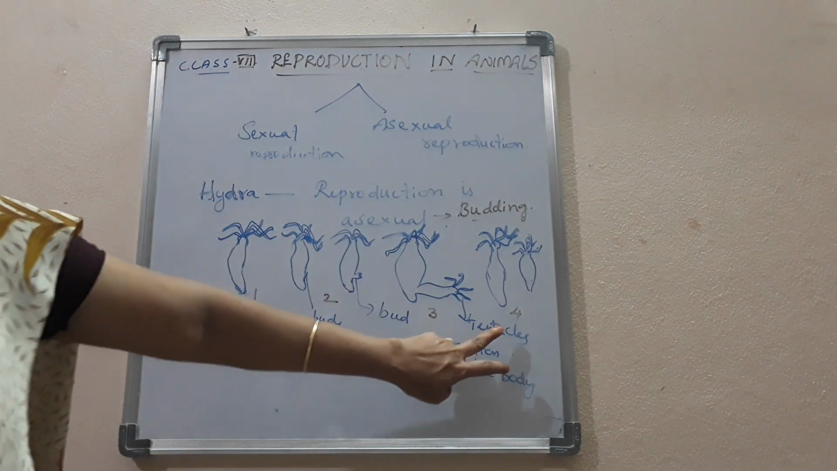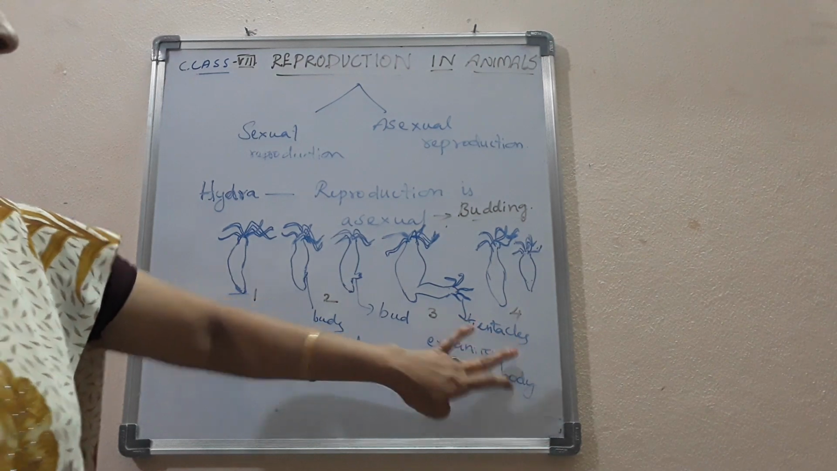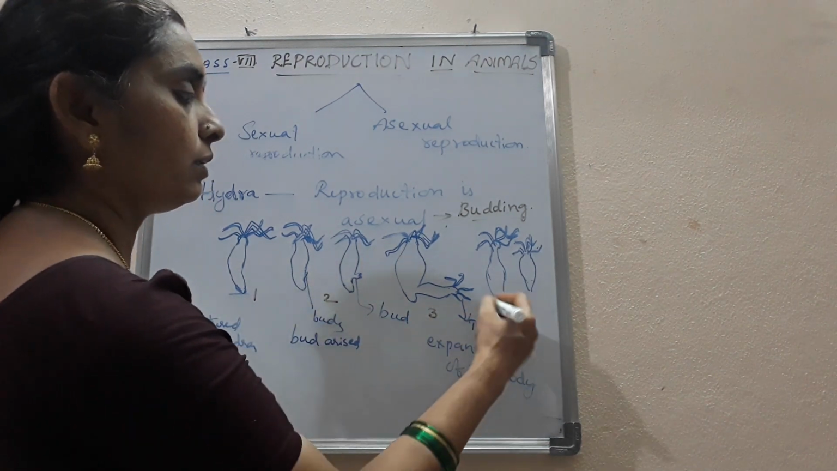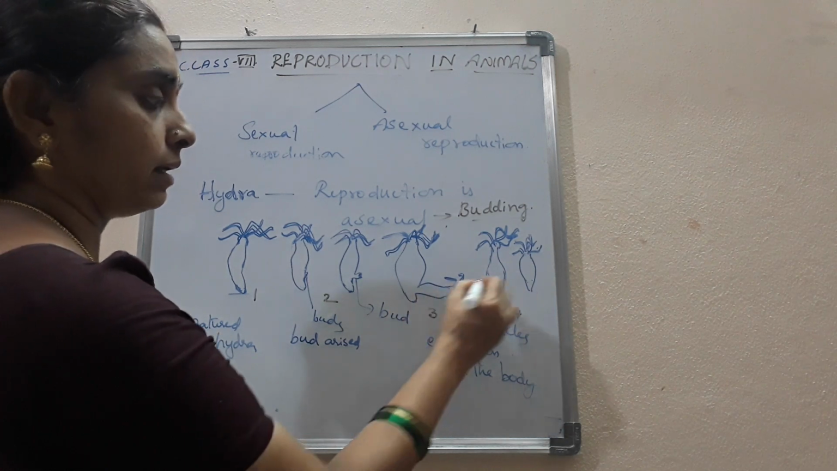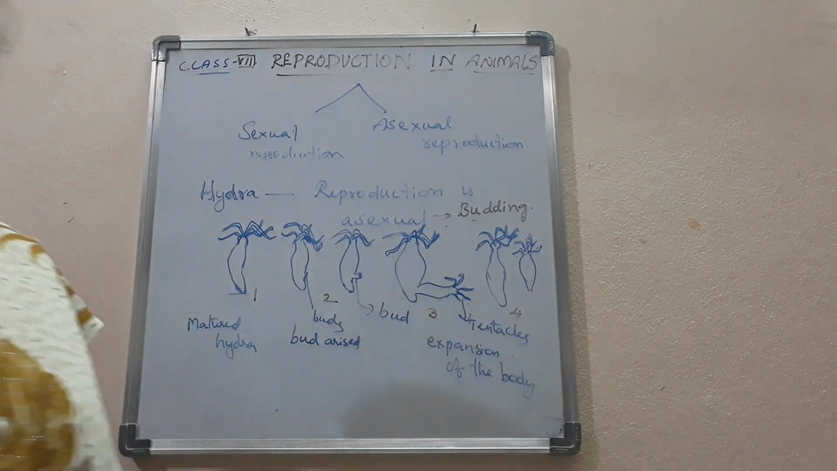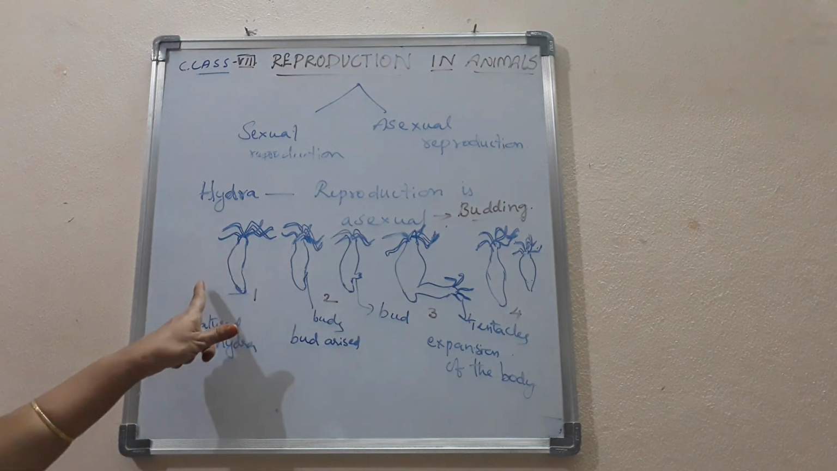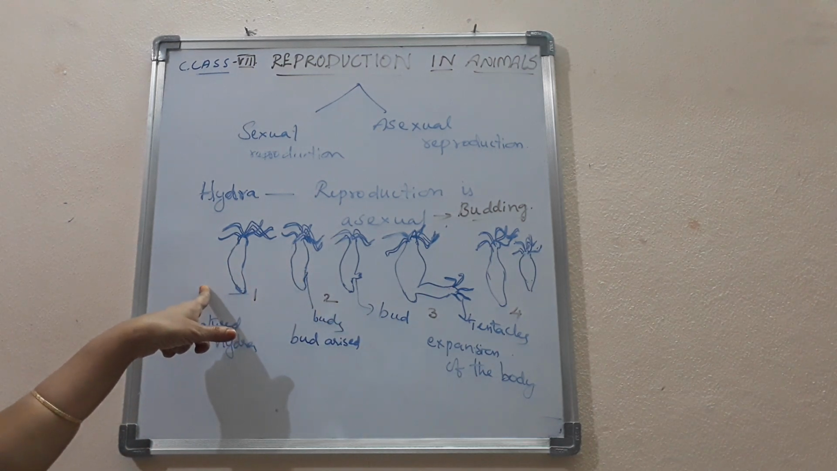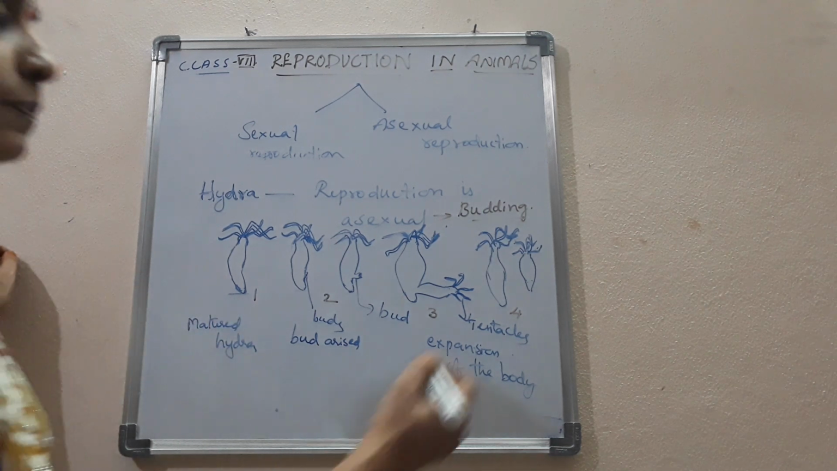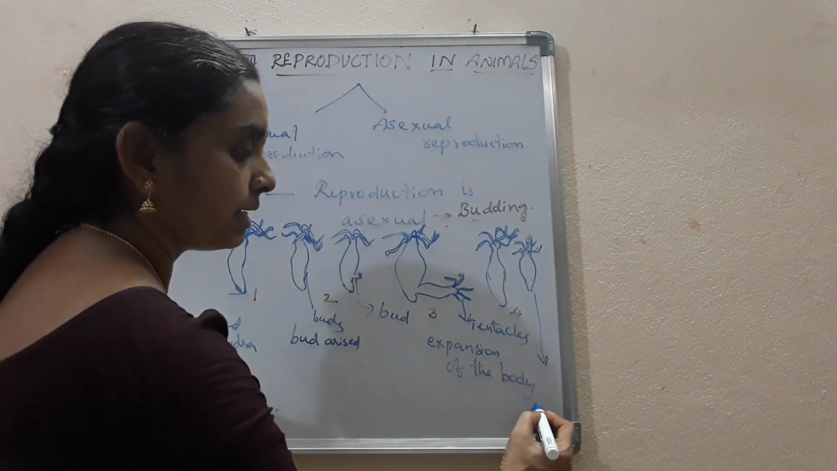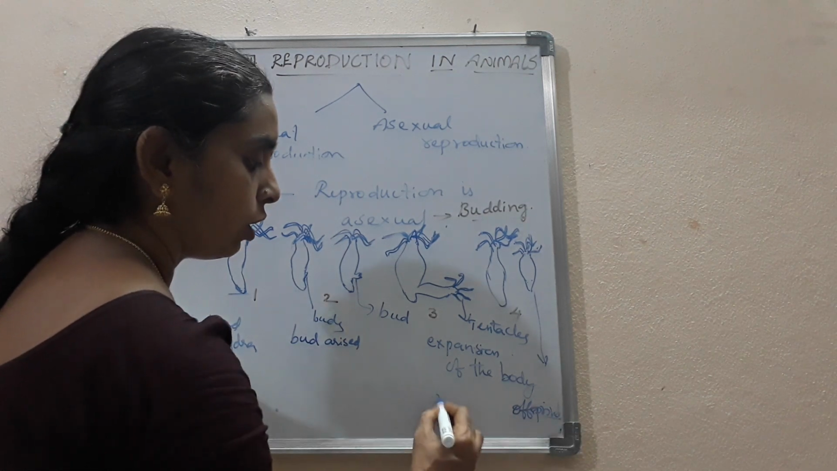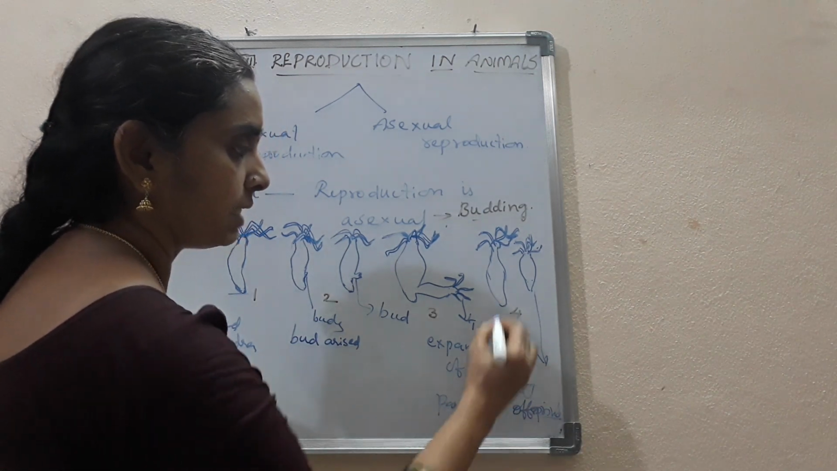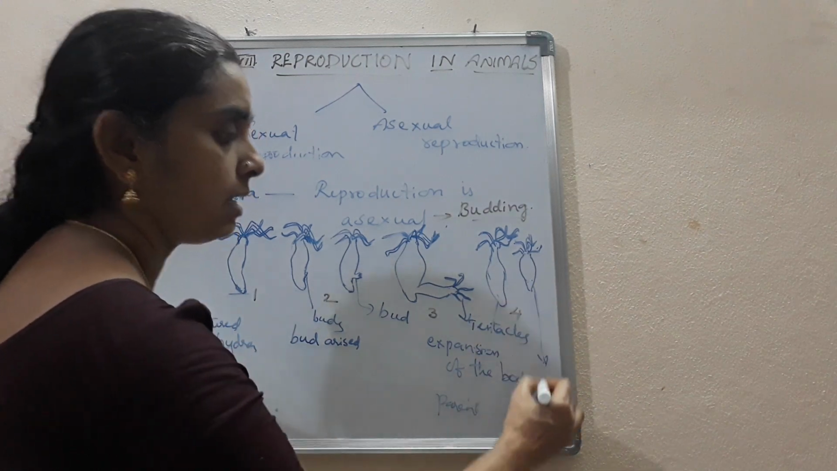Okay, children. Next. After expansion, it develops the buds, the daughter hydra. It detaches from the parent hydra and it looks like the parent hydra itself. Okay, the swelling or the bud develops into the offspring. So here the offspring is detached. Parent and offspring are detached. It is the parent and it is the offspring.